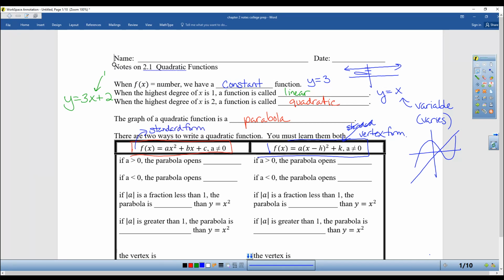I don't really care what the form is. It doesn't matter to me, but I wanted you to know that your book is going to refer to this vertex form as the standard one. It is better, but it's not standard. So just a little note there. So it doesn't matter which form you have. If the a in both of them is greater than 0, if it's positive, the parabola is going to open up. If a is less than 0, that is, if it's negative, the parabola is going to open down.